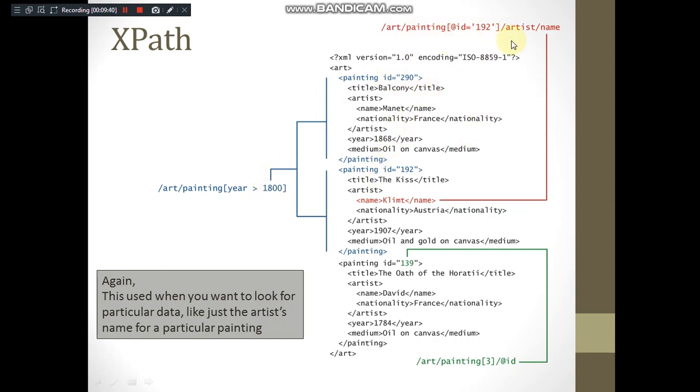So this is one painting, ID 192, artist name is written, and painting year 1800. For particular data, it will search only this particular range, so it is helpful for searching. So this is the way you can do painting of 3.